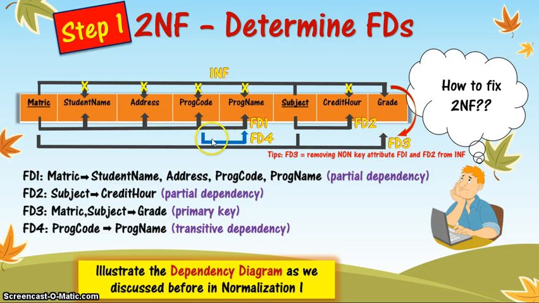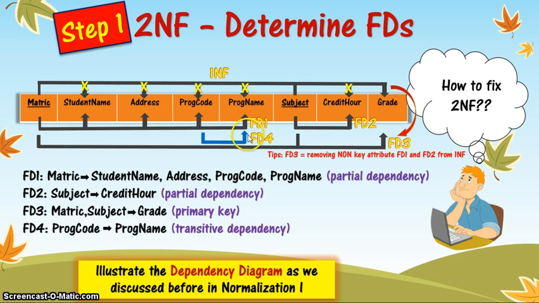And we have also other FDs, where a non-key attribute determines another non-key attribute. Prog code is not a key attribute. This is not the primary key. This is a non-key attribute.